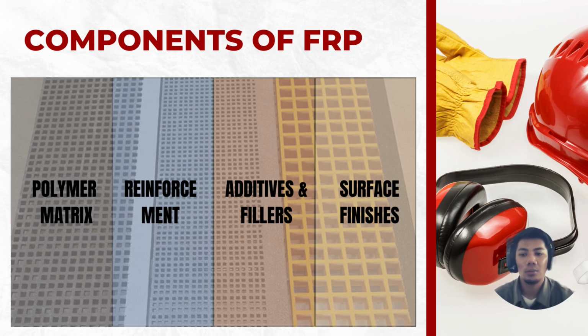When these components are combined, they create a material that is strong, lightweight, and the most important thing, corrosion resistant. FRP is known for durability and cost effectiveness, making it a popular choice in the industry, rather than the commercially used materials like aluminum, stainless steel, and others.